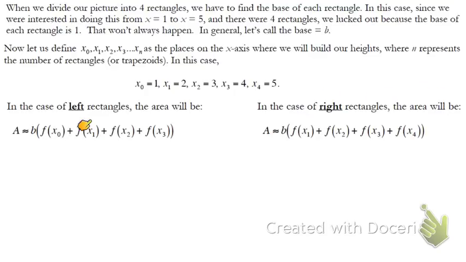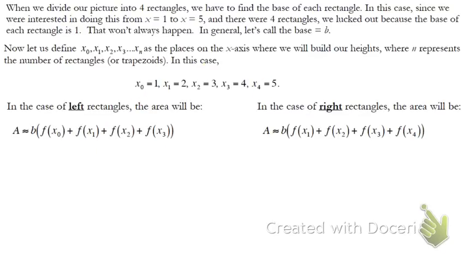So for left rectangles, notice that we use all of the ones on the left. So we use x sub 0, which was 1, x sub 1, which was 2, x sub 2, which was 3, and x sub 3, which is 4. On the right-hand side, however, we use the ones coming from the right. So we use the last one, x sub 4, which was 5. We use x sub 3, which was 4, x sub 2, which is 3, and x sub 1, which is 2. So for right rectangles, we ignore the first one, and for left rectangles, we ignore the last one.